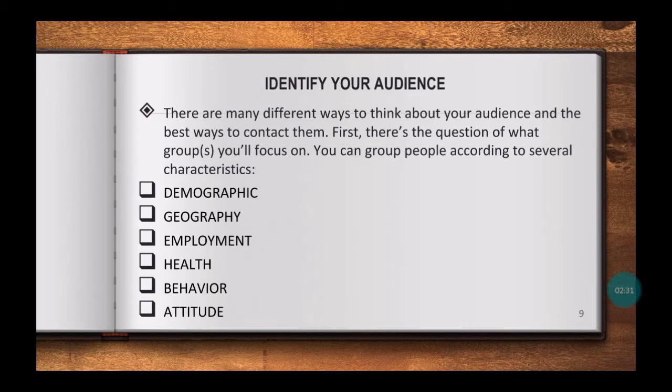In geography, you might want to focus on a whole town or region, on one or more neighborhoods, or on people who live near a particular geographic or man-made feature. In employment, you may be interested in people in a particular line of work or in unemployed people. In health, your concern might be with people at risk for or experiencing a particular health condition such as high blood pressure or diabetes, or you might be launching a health promotion effort, eat healthy, exercise regularly, at the whole community. In behavior, you may be targeting your message to smokers, for example, or to youth engaged in violence. In attitudes, are you trying to change people's minds or bring them to the next level of understanding?